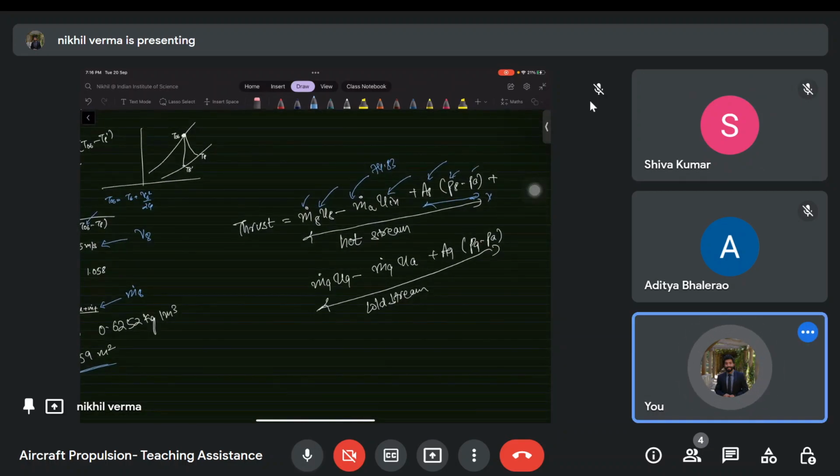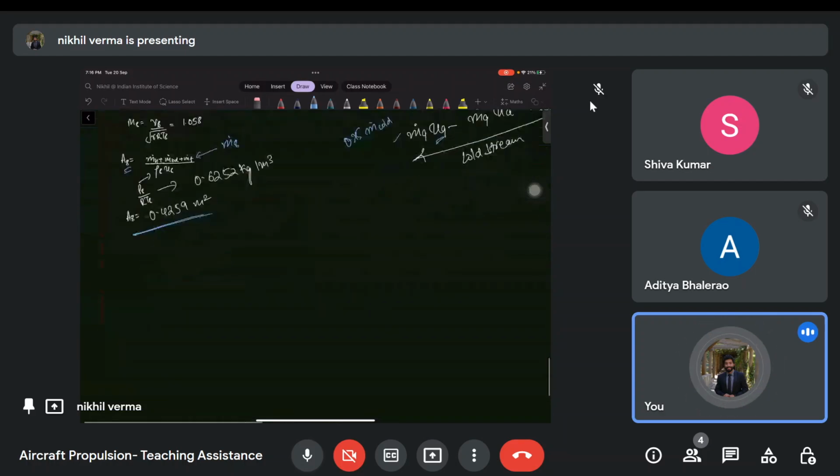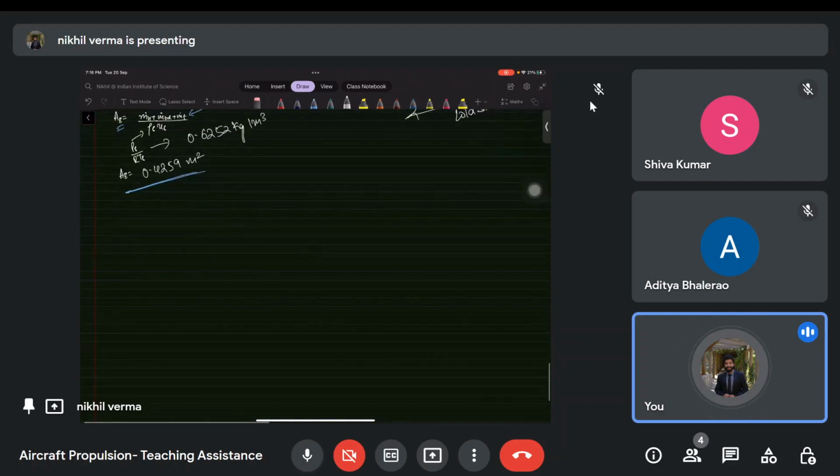Now we have to calculate what is m dot 9. I think we have calculated this. This is just 0.75 times the mass flow rate through the cold stream, right? M dot 9 is known. Only the equation that we require is U9, and what is P9 and A9, right? Let us calculate this for the fan nozzle.